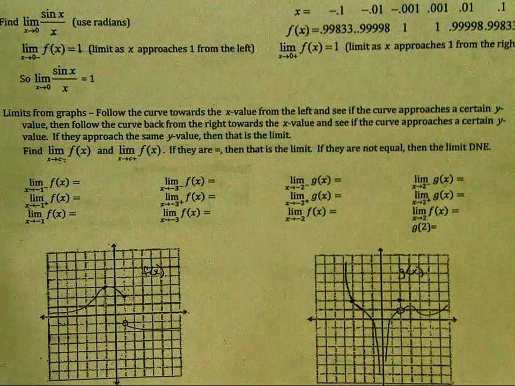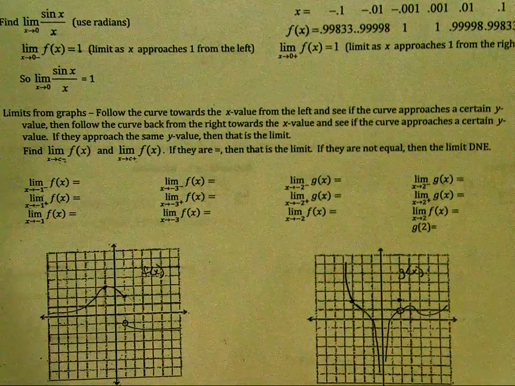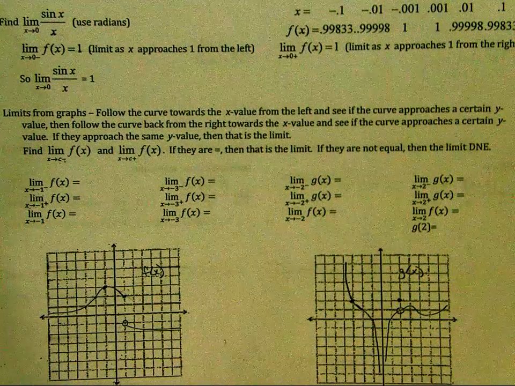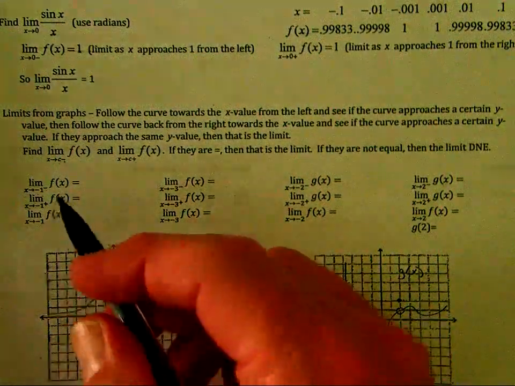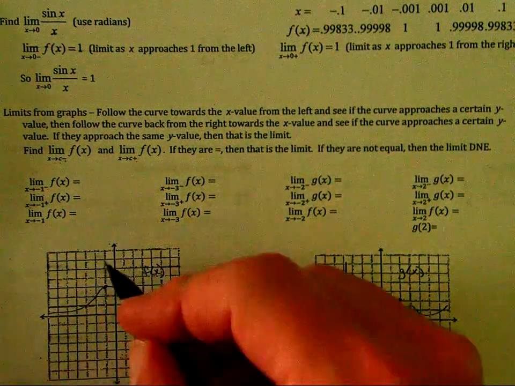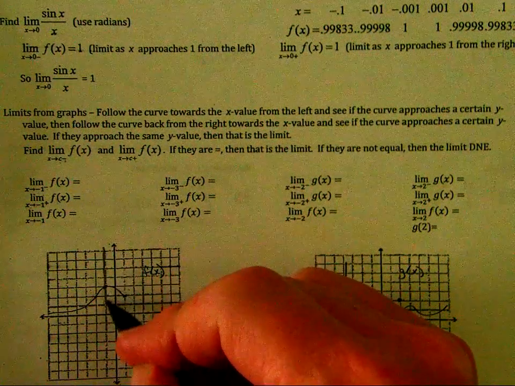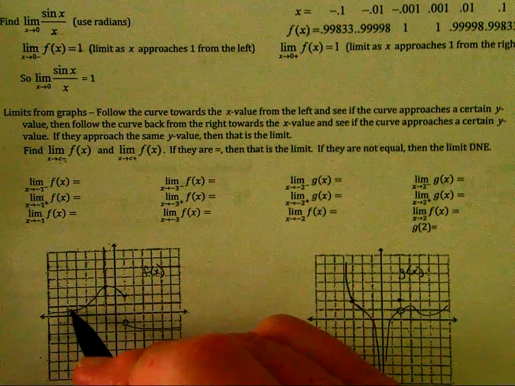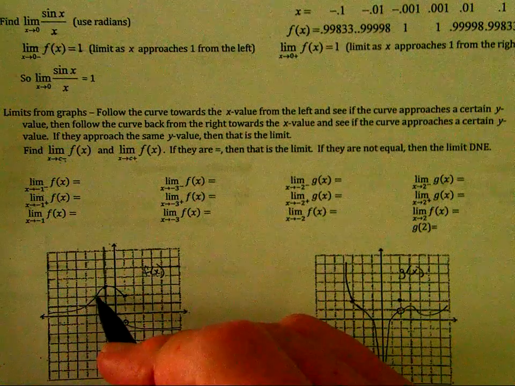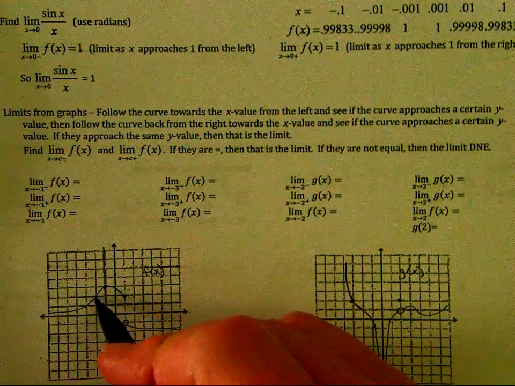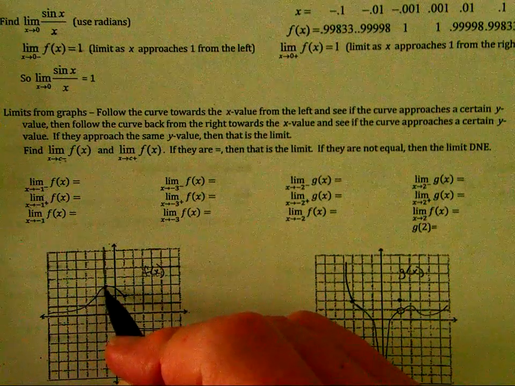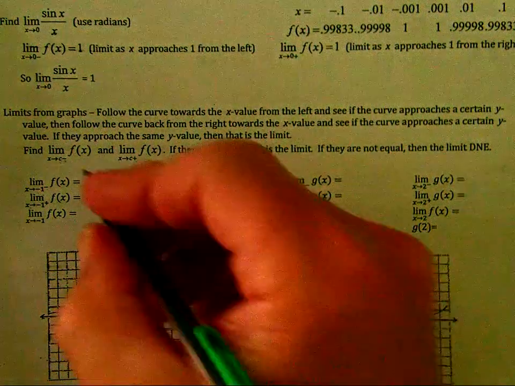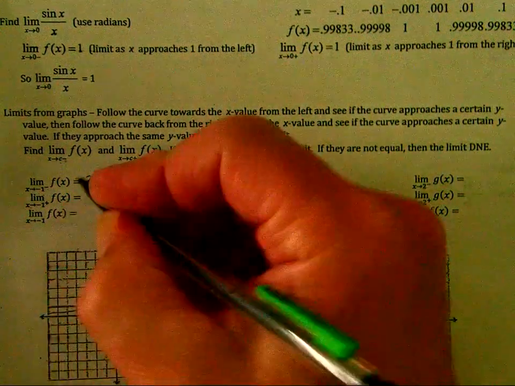So let's look at that one. We have this graph to work with here. We approach -1 from the left. So we start from the left. Here's -1 right here. As our x values come back here from the left, as we get closer and closer to -1, our y values are about 2, 2.5. Looks like they're getting closer and closer to 3. So the limit from the left is 3.